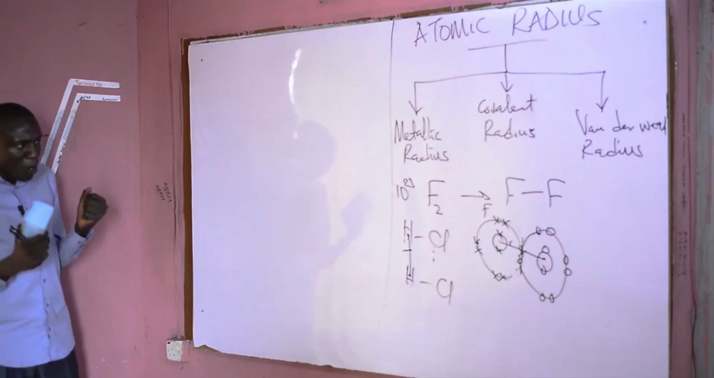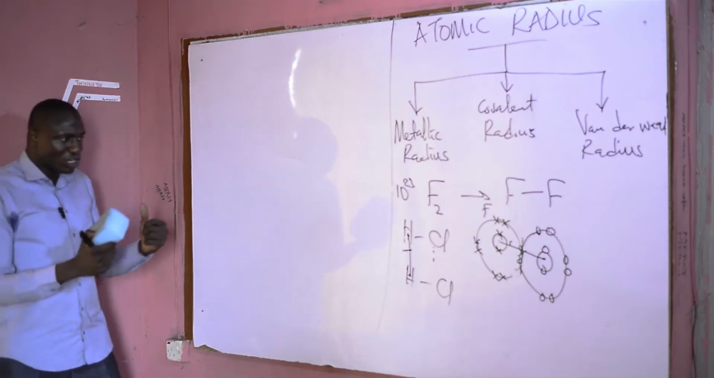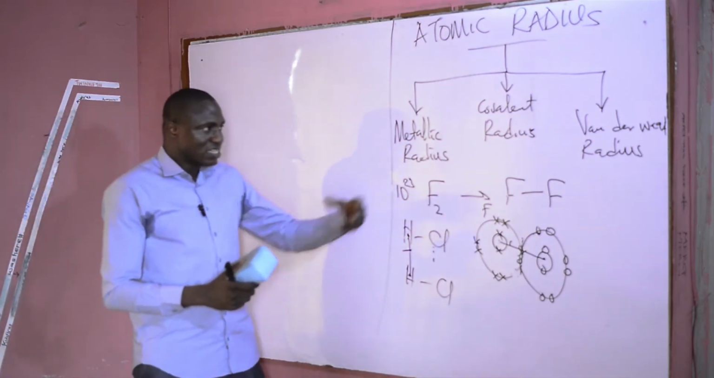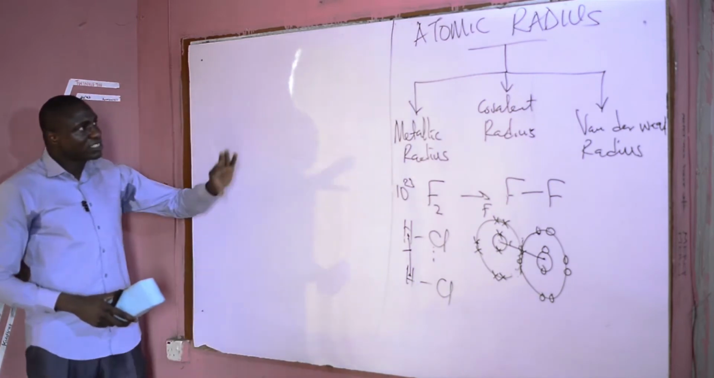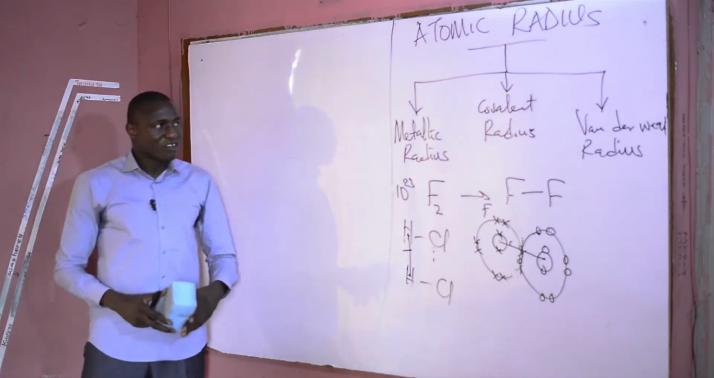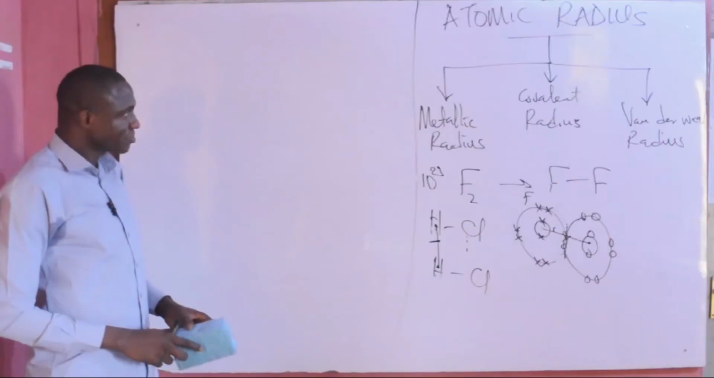And the more compactly packed a molecule is, the stronger the van der Waals, or the higher the van der Waals radius. Now, how does the atomic radius vary both across the period and down the group?